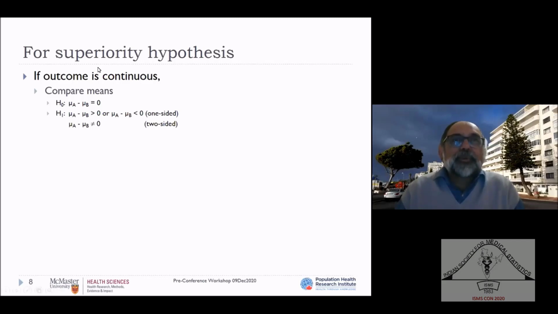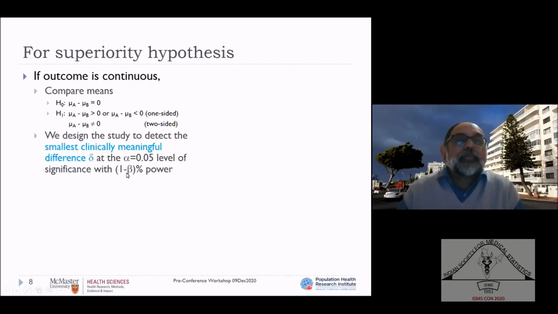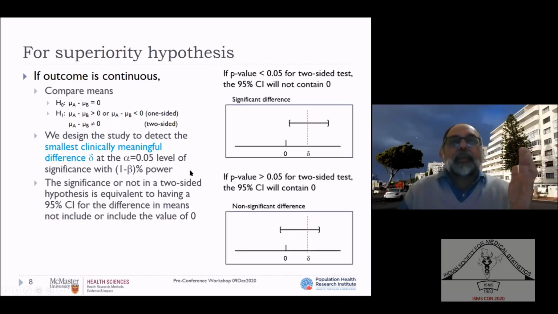So starting off with the superiority hypothesis that we all know very well, let's assume the outcome is continuous. Usually we're comparing means. So the null hypothesis is no difference of means. Usually we use the two-sided hypothesis as an alternative. And we design the study to detect the smallest clinically meaningful difference, little delta, usually at the 5% level of significance with a particular power, usually 80 or 90%. And then the significance or not in a two-sided hypothesis, we know, is equivalent to having a 95% confidence interval for that difference in means that does not include or does include the value of 0.